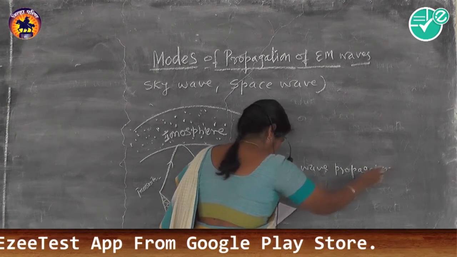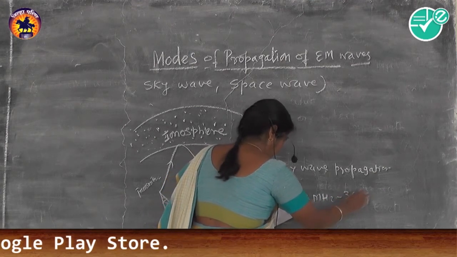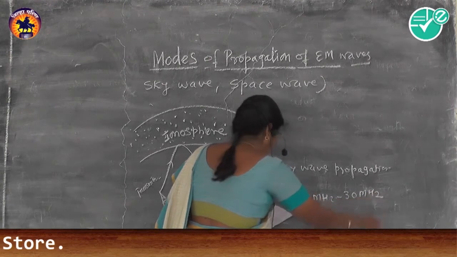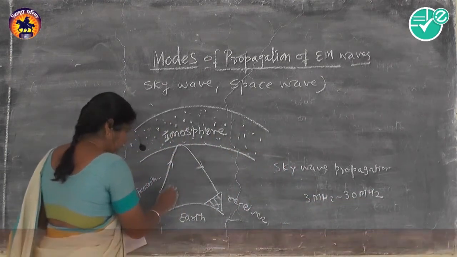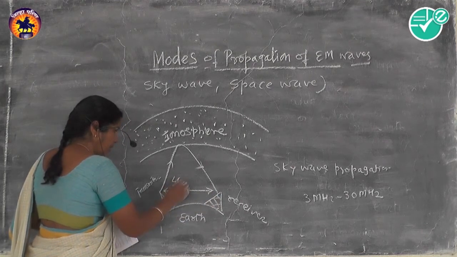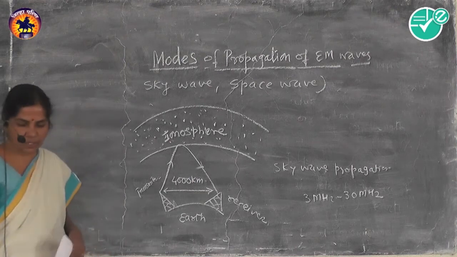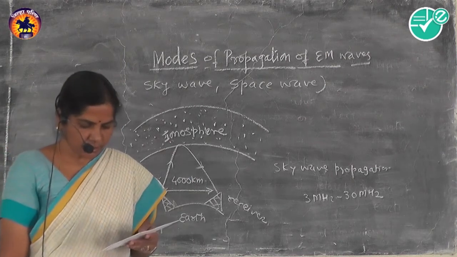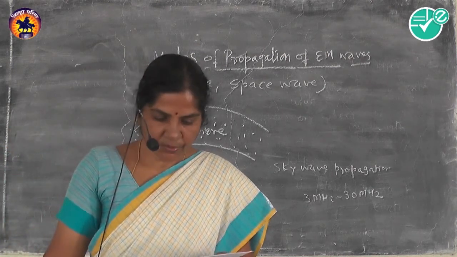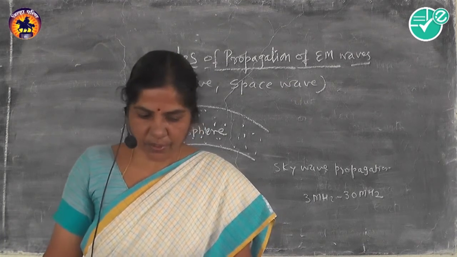The frequency used here is 3 megahertz to 30 megahertz, and the maximum distance covered from transmitter to receiver is not more than 4000 kilometers. It is also limited in distance. So 4000 kilometers can be covered with the help of sky wave propagation.